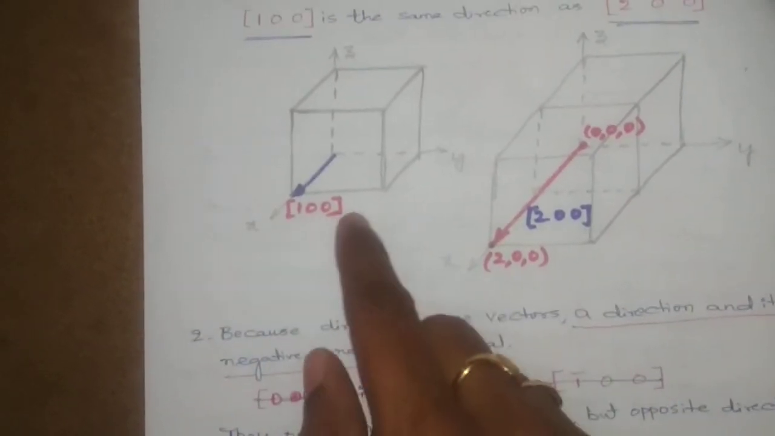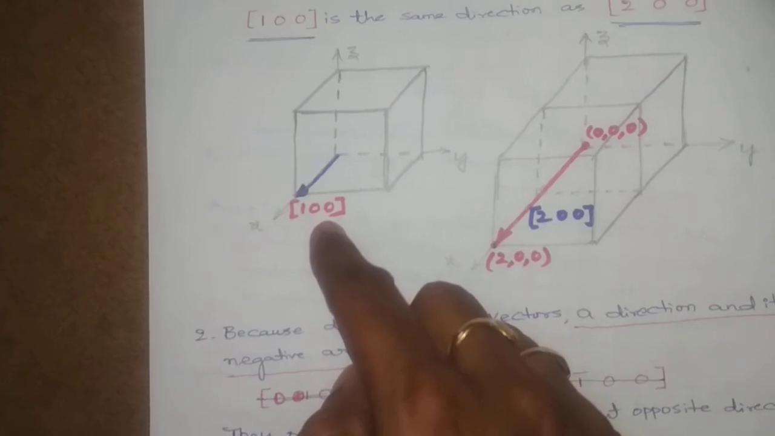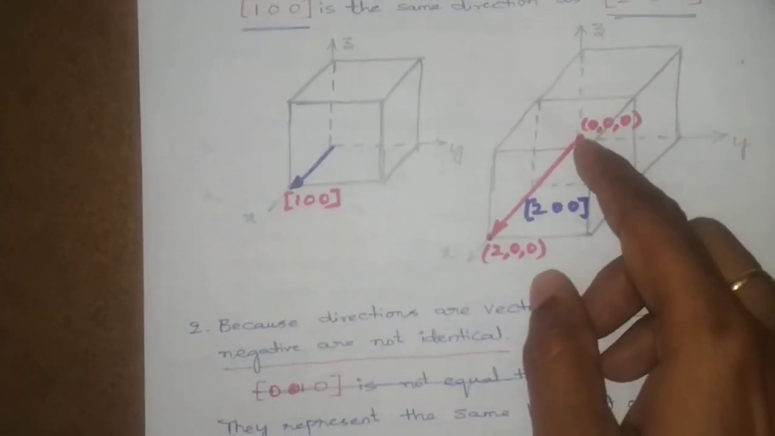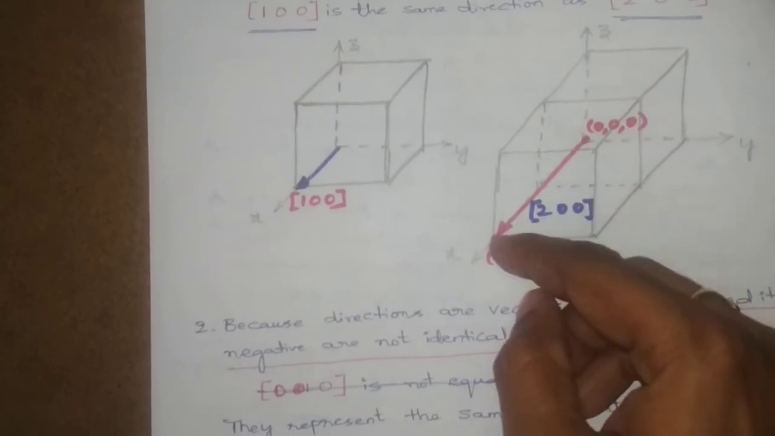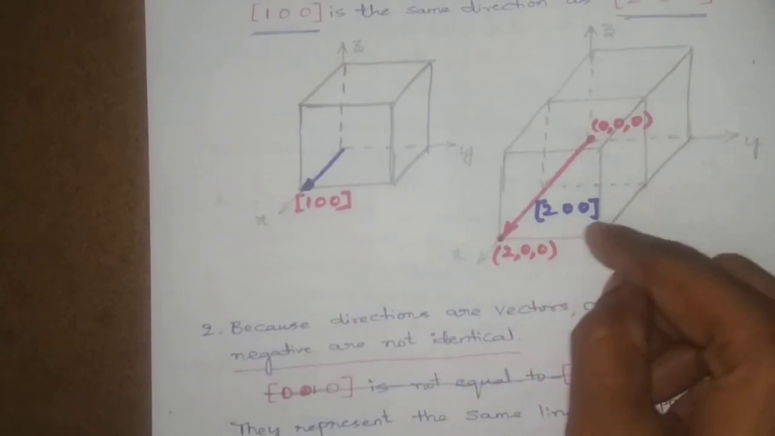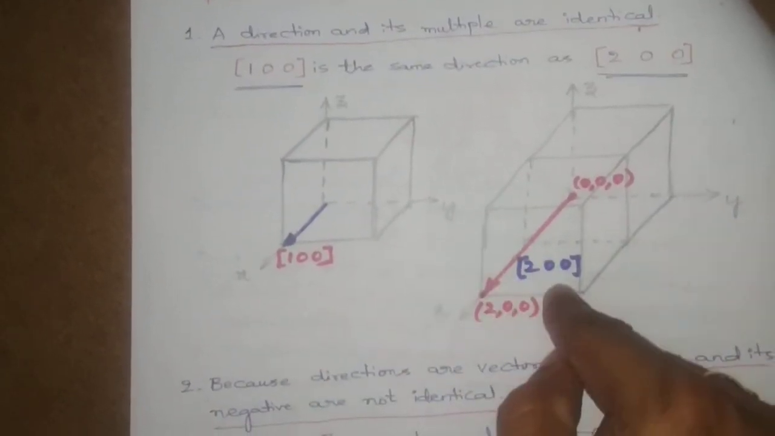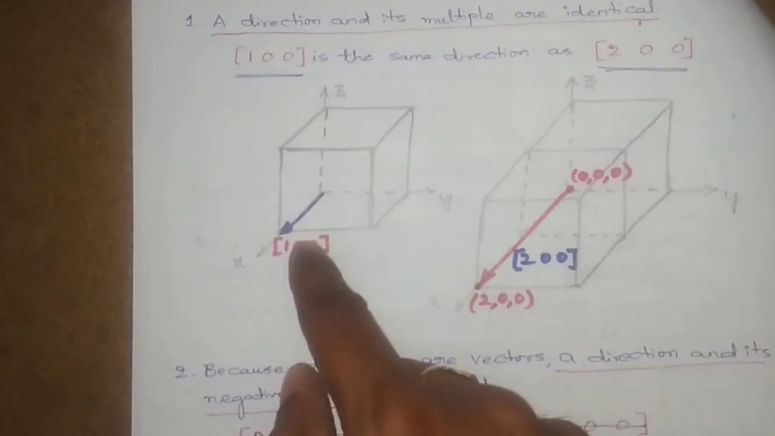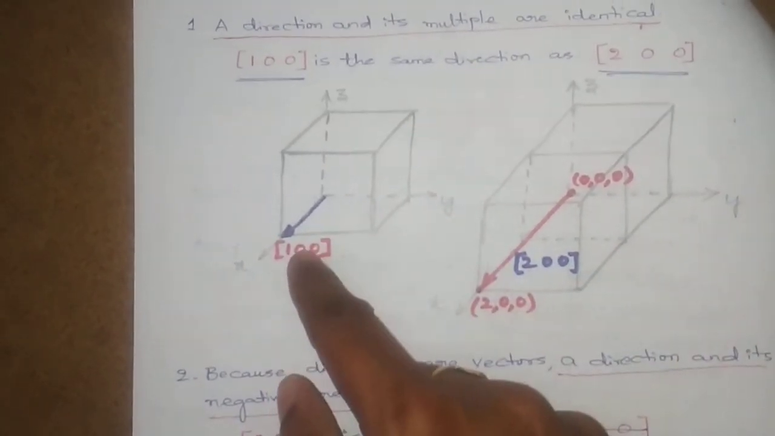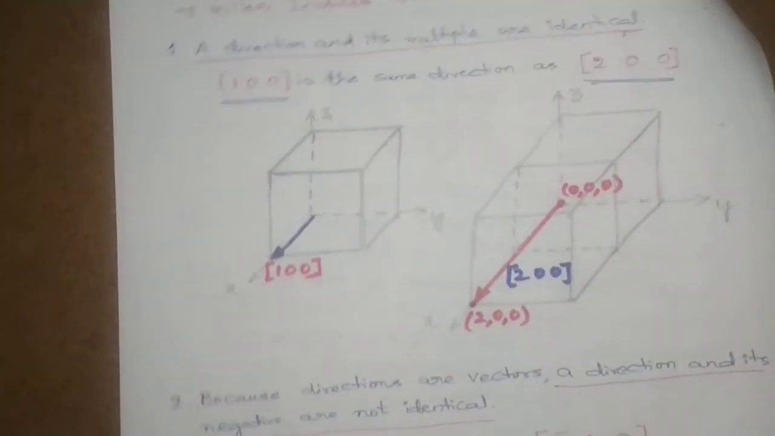So just look at this diagram. You can see we have a right hand coordinate system, and this is 1, 0, 0. And similarly, if you take 2 unit cells and travel 2 units in the x direction, it will be 2, 0, 0. So you can see a direction and its multiple are in the same direction. Only the magnitude has changed, but the direction is the same. So a direction and its multiples are identical.